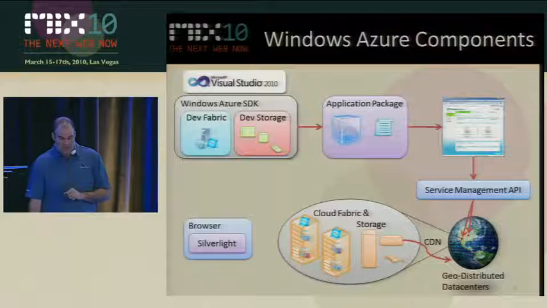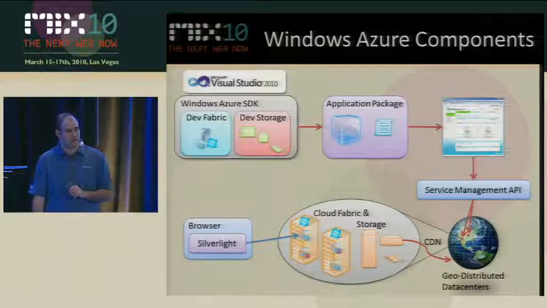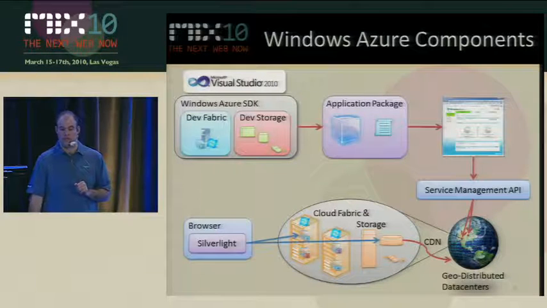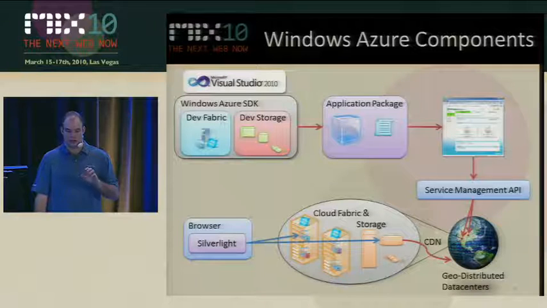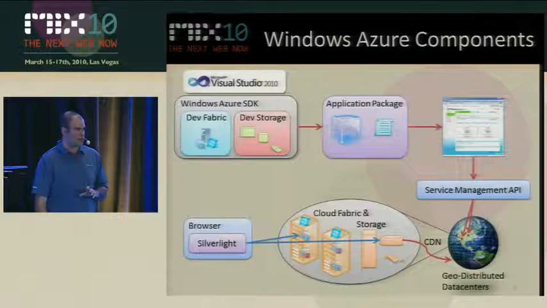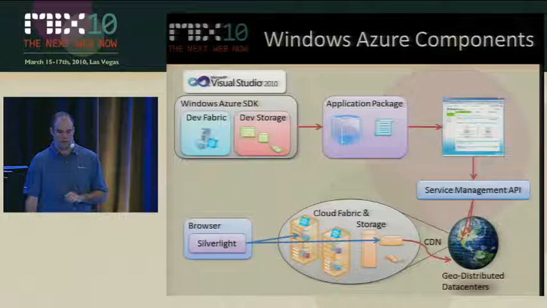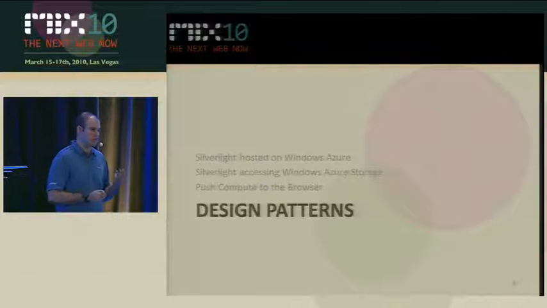So if I've got a Silverlight client running in a browser, I might communicate with a service that's running in the cloud, and I might also communicate directly with storage, either through the CDN or talking directly to Windows Azure Storage. And so this is really the picture of Azure, and I'm not going to spend too much more time talking about Azure. I'll talk about some details as we talk about patterns. But I think this is really all you need to know in order to get started. So let's talk about patterns. I'll basically talk about 3 large patterns.